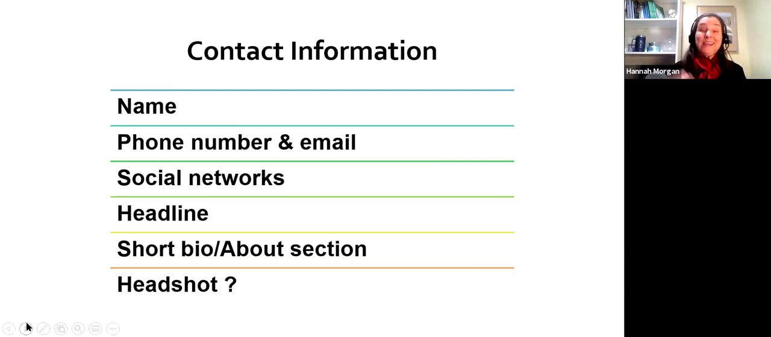So let's just review what goes on any kind of document where you want people to be able to contact you, and that's what the infographic is. So your name, your phone number and email. You do not need your mailing address, city, state. Nobody cares about that in this day and age, so don't leave that on there.